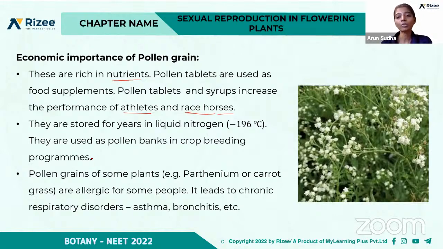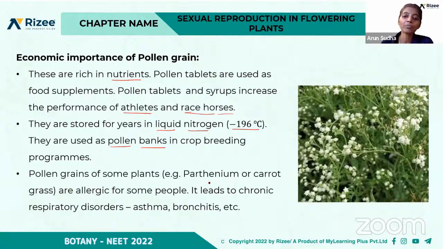And also they are stored for years in liquid nitrogen at minus 196 degrees centigrade. So what is the main purpose of it? We can store the pollens and use them for crop breeding or artificial breeding programs, right? So they are used as pollen banks. They store the pollens of different plants.